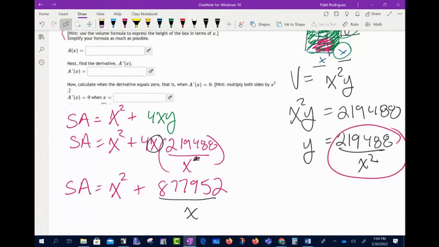All right. So for part A right here, y'all, it's telling me, can we find a formula for the surface area? We just did. This is going to be x squared plus 877,952 all over x. Okay.